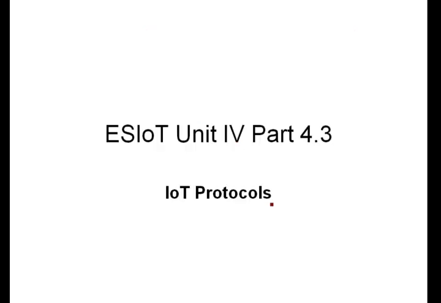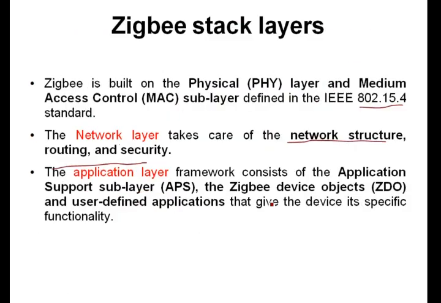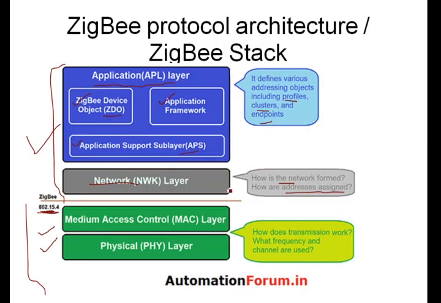So we have seen that the Zigbee network has been divided into 2 layers. One of them is the network layer and the other is the application layer. Again, the application layer is divided into 3 parts: application support sub layer, Zigbee device object and application framework. So we have discussed details of each layer.